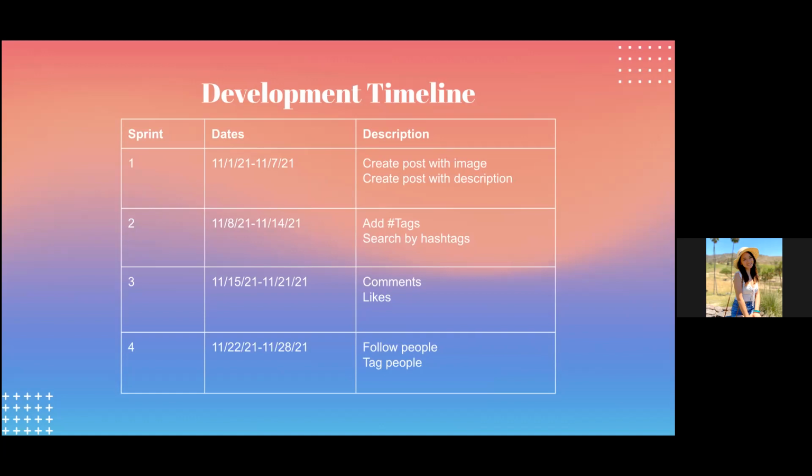The next week, you'll add hashtags, and you'll also add searching by hashtag for the images. Then week 3, the likes and the comments get added. And finally, week 4, they'll allow you to follow people so you can see their feed, and also tag people so they can see connections between people. So it's like a rough timeline.